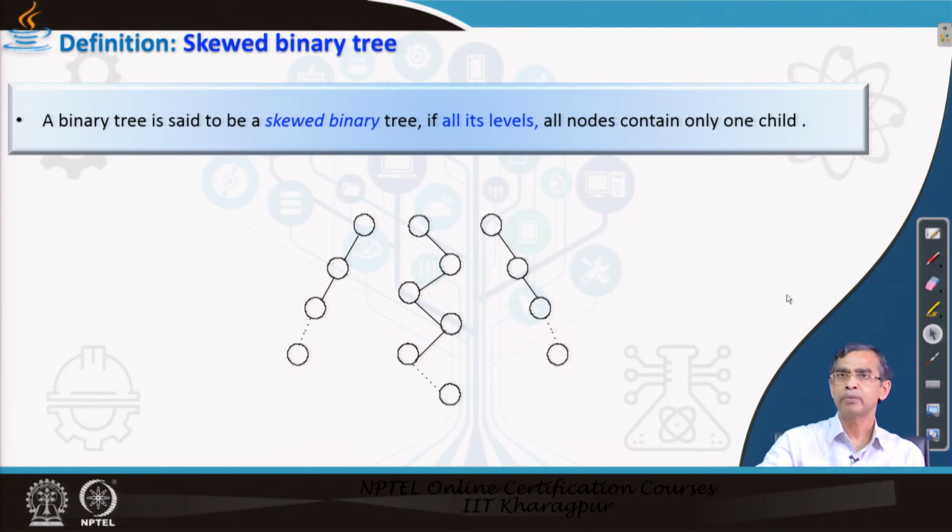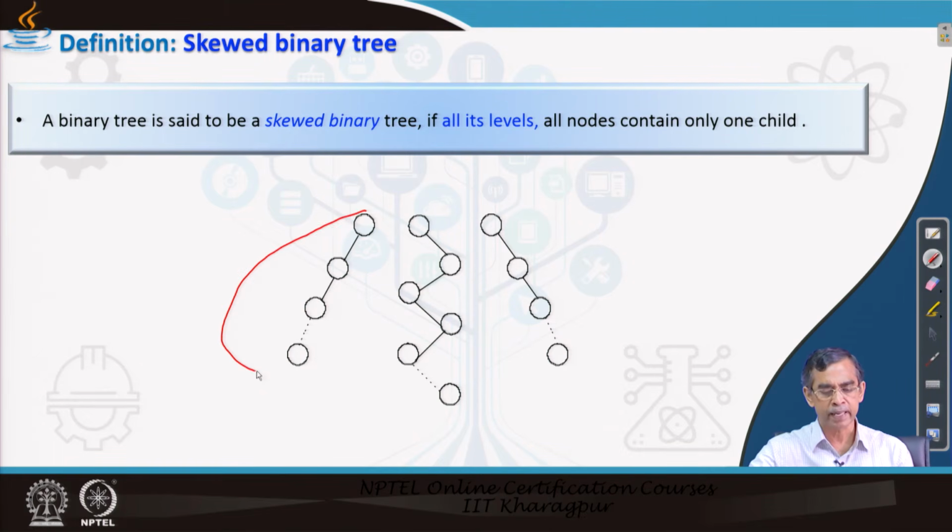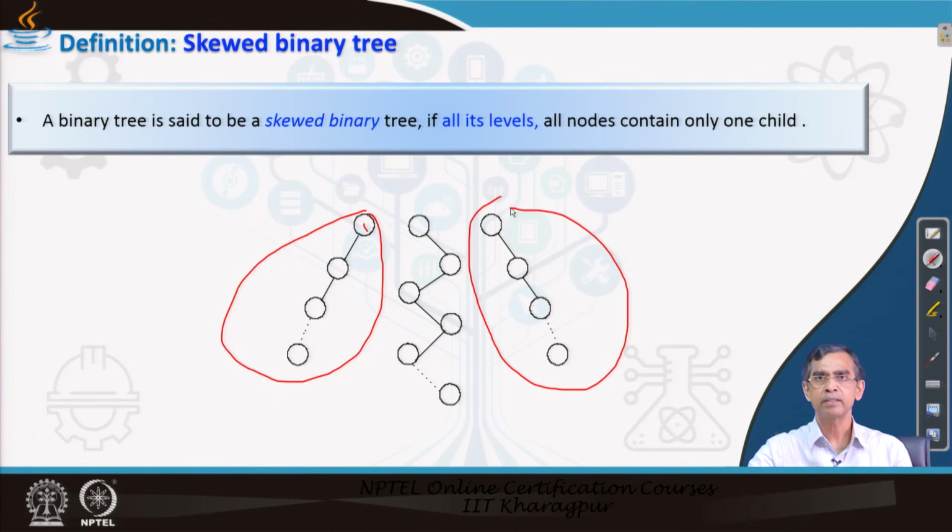There is another type of binary tree called the skewed binary tree. As you have already learned, a binary tree can have 0, 1 or 2 children, but if a particular binary tree has all nodes containing only 1 child, then such a binary tree is called a skewed binary tree. Here you can see in this binary tree all nodes have only right children, but they do not have any left children. In another, all nodes have left children except the leaf node, of course.